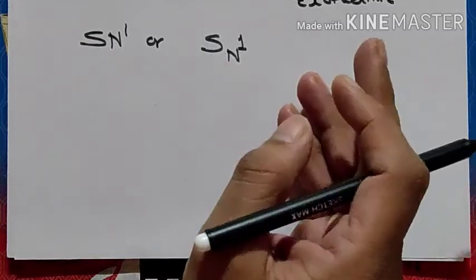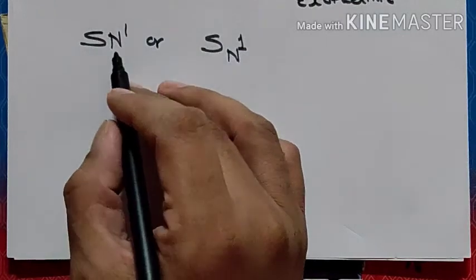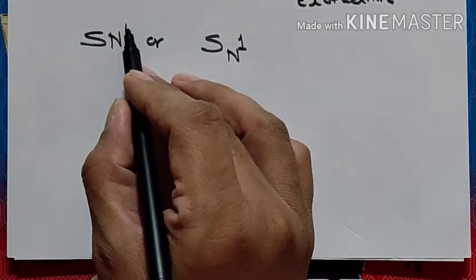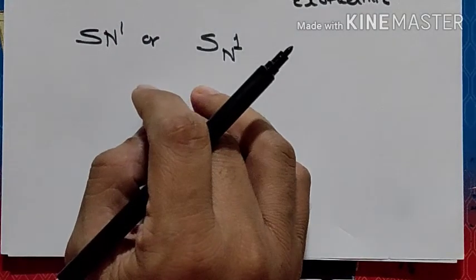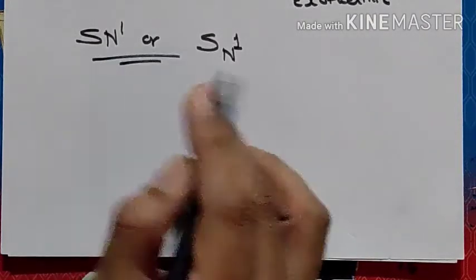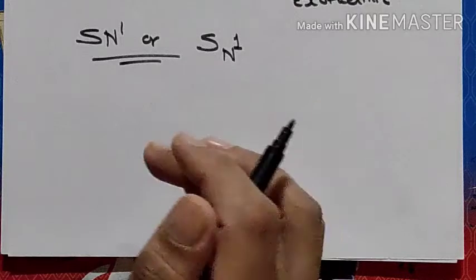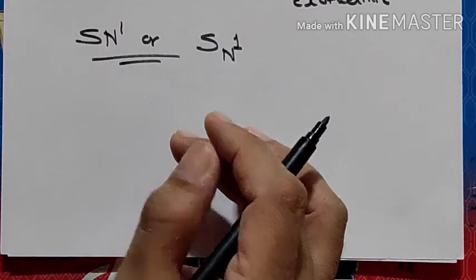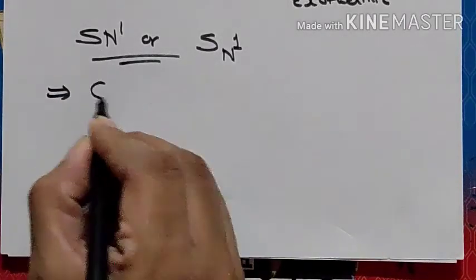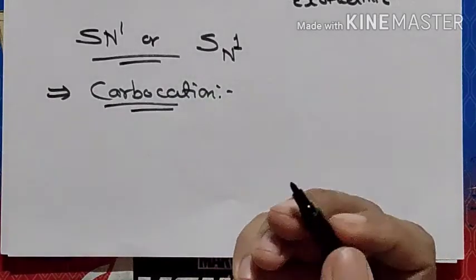Student, it makes no difference however you write, you have to understand the meaning of this. What is S? S is substitution, N is nucleophilic, and 1 is unimolecular. That means during the process only one molecule gets involved in the reaction. Okay, now student, before we go in the depth of this reaction, let's recall one thing which you have studied in 11th. What is that? That is called carbocation. You remember what is carbocation?